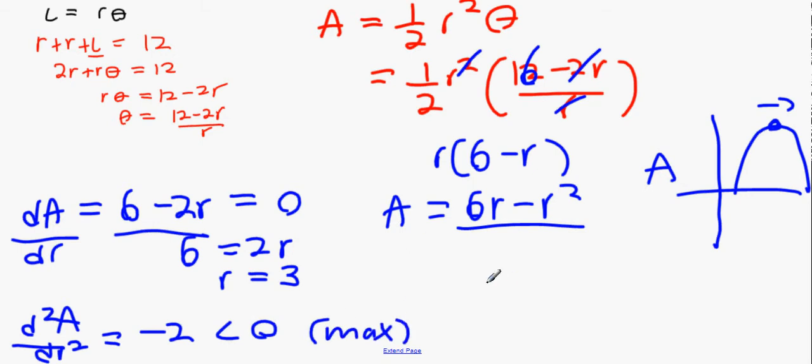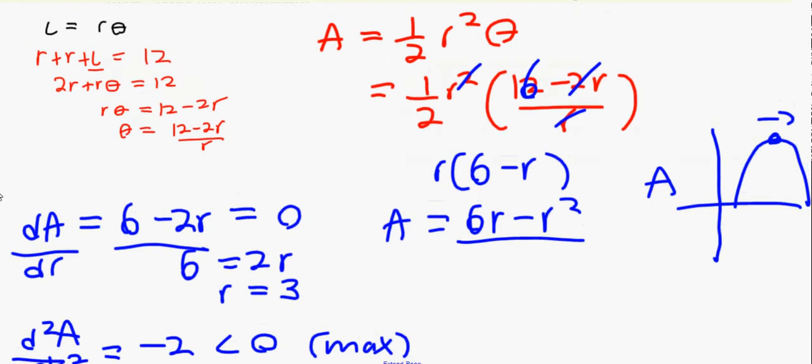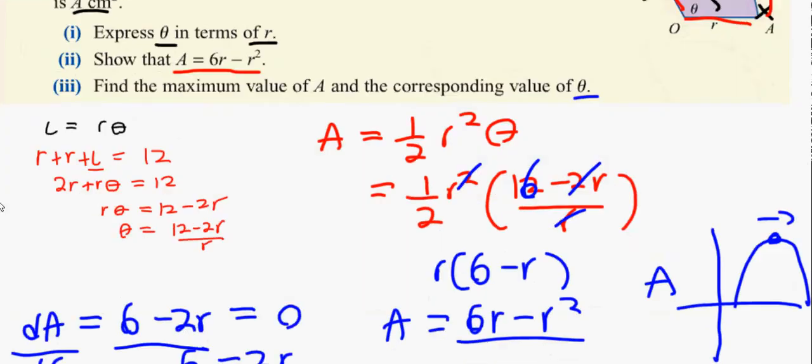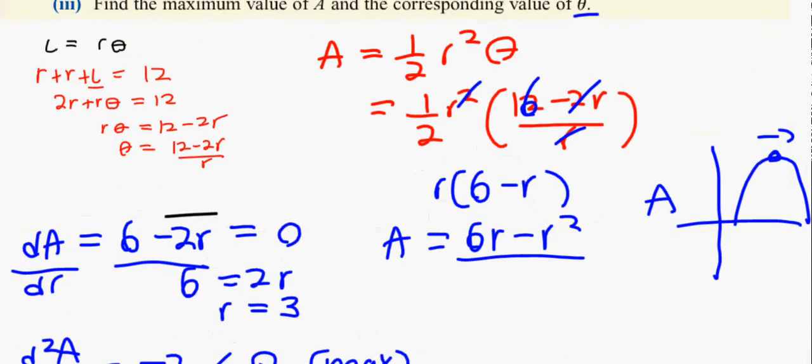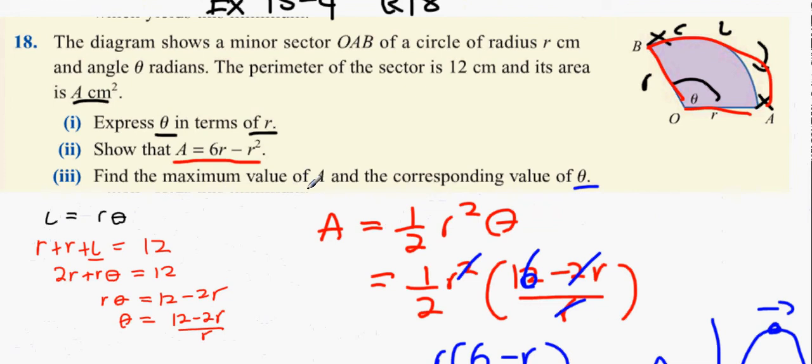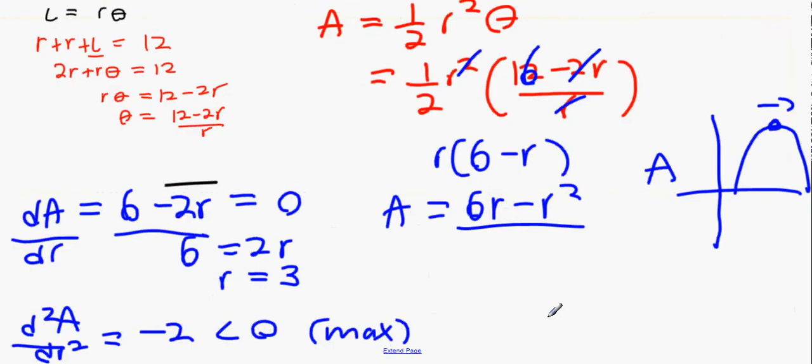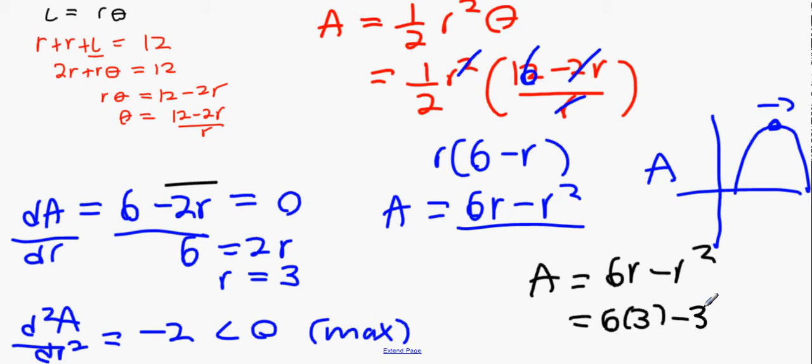Now what I need to find out next is what theta is. So I need to find out the maximum area as well. Is it maximum volume or maximum area? Maximum value of area, excuse me. So area equals 6r minus r squared, so area is going to be 6 times 3 minus 3 squared. Maximum value of area is going to be 9. Is it 9 centimeters squared? Yeah, 9 centimeters squared.